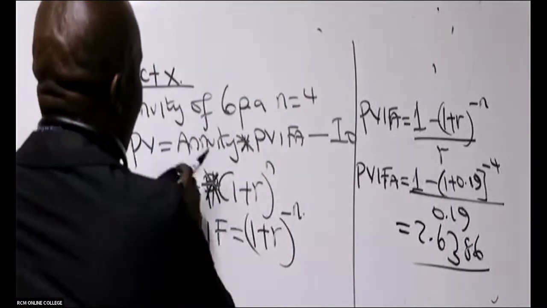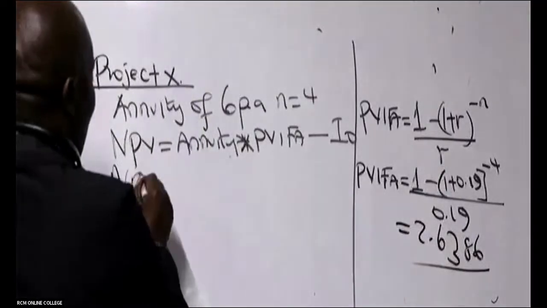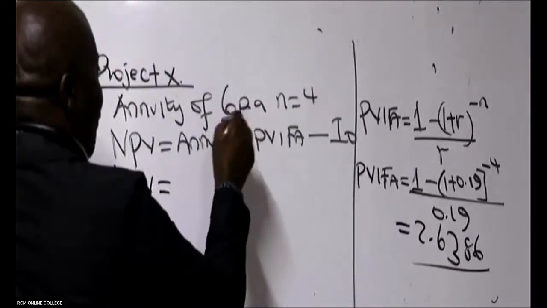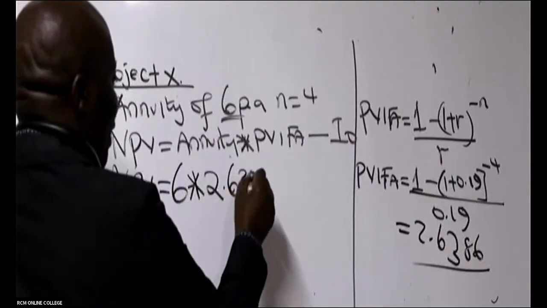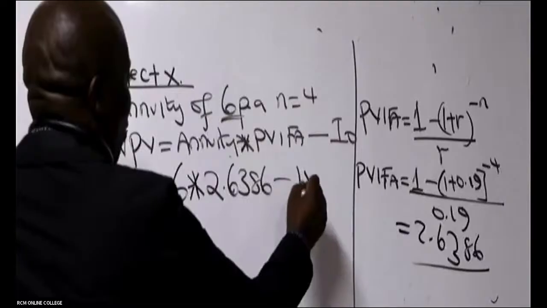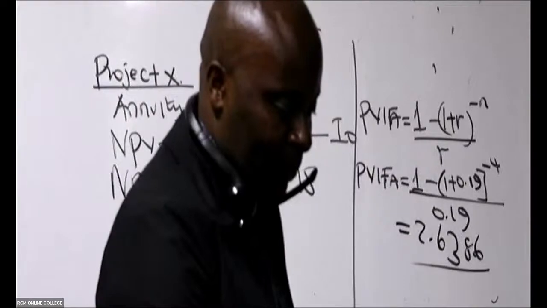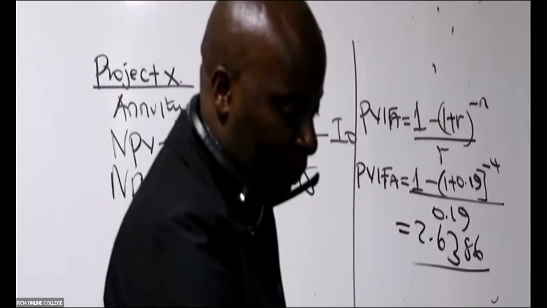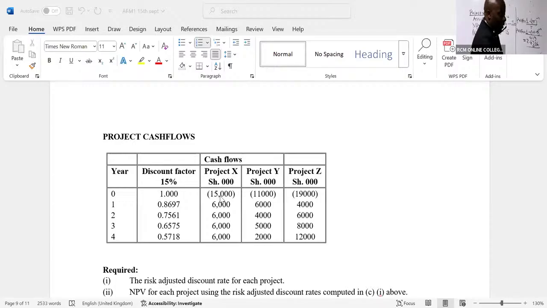Then come straight away here and give us our net present value. So our net present value here will be the annuity for project X, which is 6, times our PVFA, which is 2.6386, minus the initial outlay for this project, which was 15. We cut these 3 zeros and we are now using shillings in millions, so the initial outlay is 15.